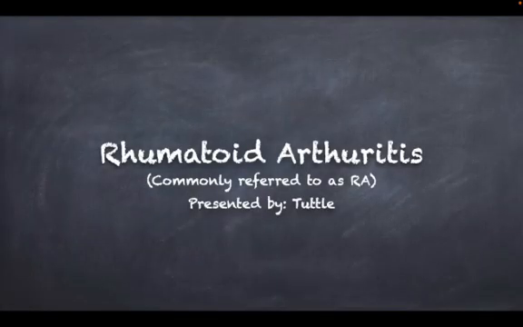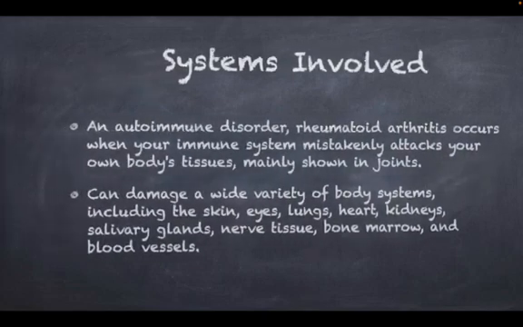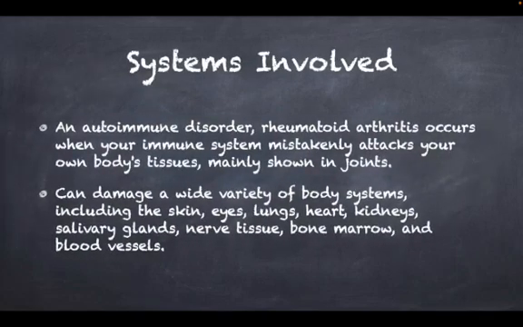Rheumatoid arthritis, commonly referred to as RA. Systems involved. In this autoimmune disorder, rheumatoid arthritis occurs when your immune system mistakenly attacks your own body's tissues, mainly shown in joints. It can damage a wide variety of body systems, including the skin, eyes, lungs, heart, kidneys, salivary glands, nerve tissues, bone marrow, and blood vessels.